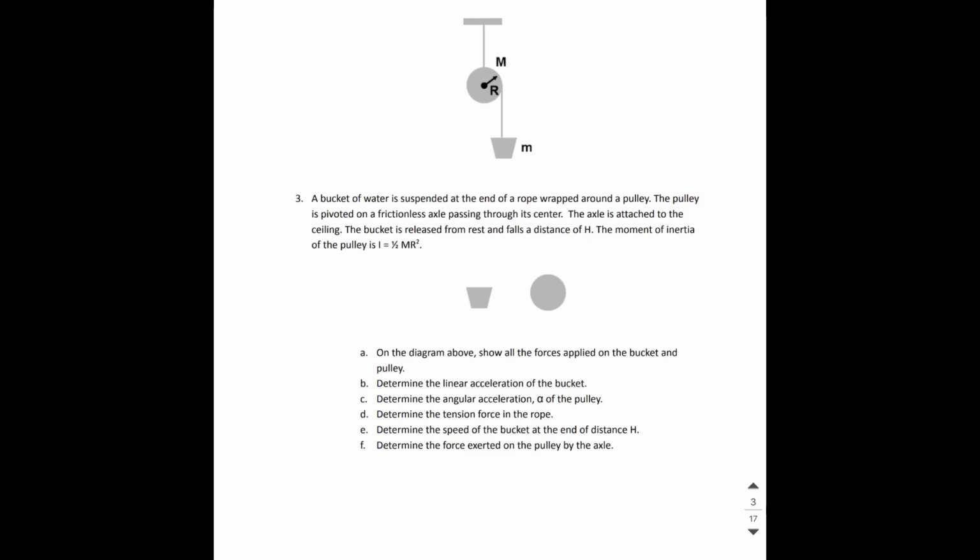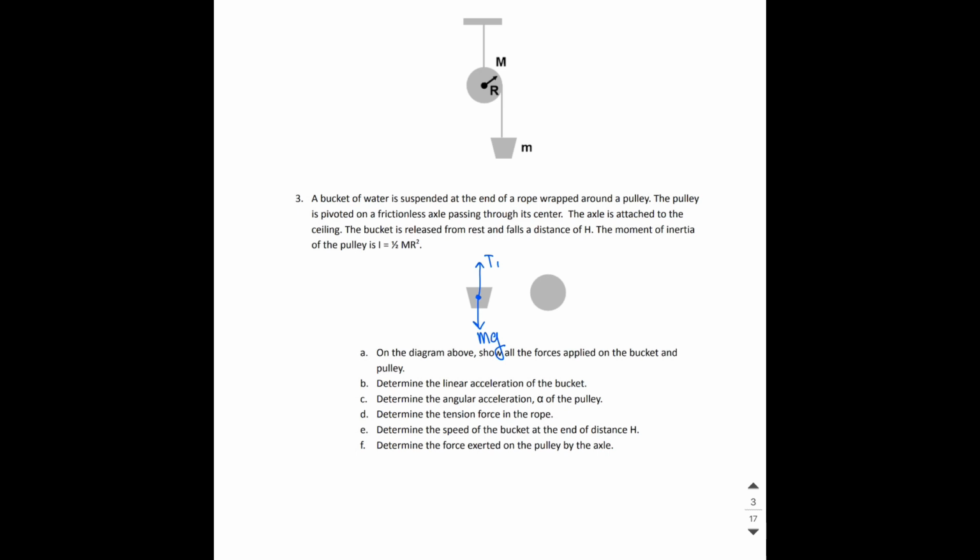So we're doing problem number 3 here, and the first step is to show all the forces in the force body diagram. For the bucket, we're going to have a force of gravity, mg, and then we're going to have a tension force, T1.